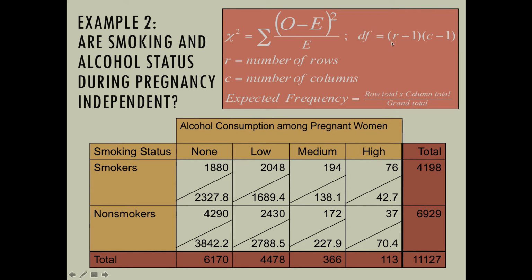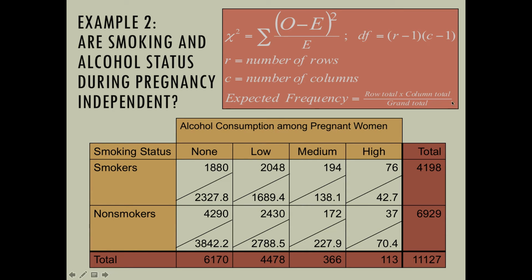So that's the number of rows minus 1. So there's 2 rows, so 2 minus 1, times the number of columns. There's 4, so 4 minus 1. So 2 minus 1 times 4 minus 1 is 1 times 3, which means the total number of degrees of freedom in this example is 3.